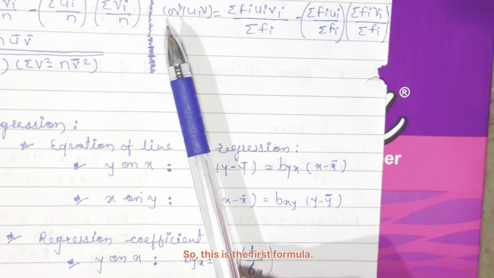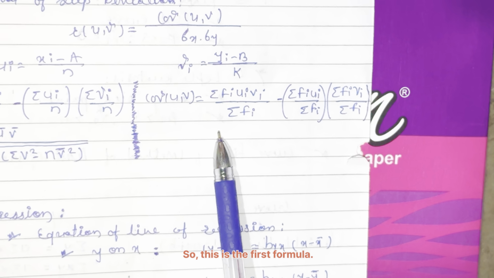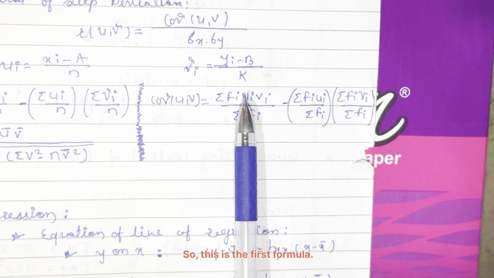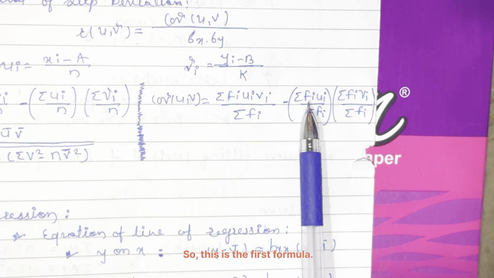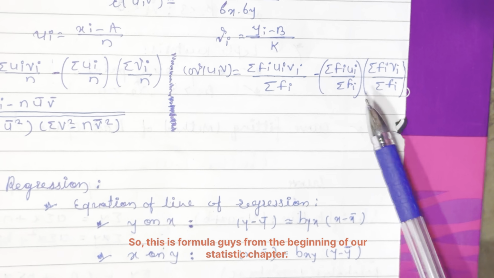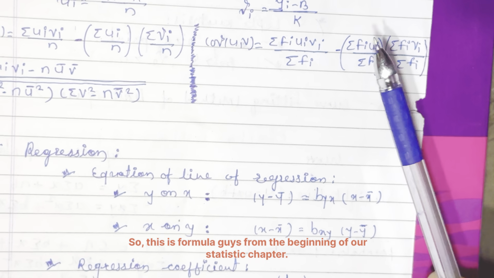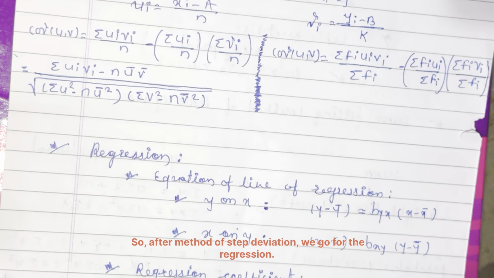Then next, covariance of uv whenever a frequency distribution is given. Use summation of fi ui vi upon summation of fi, minus summation of fi ui upon summation of fi, and summation of fi vi upon summation of fi. We have been seeing this formula from the beginning of our statistics chapter. It's not that difficult.